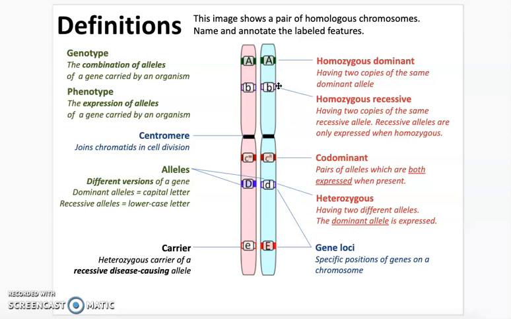If you had a heterozygous pair of alleles as shown right here, uppercase D, lowercase d, then you would be looking at a different phenotype. You would be looking at a dominant phenotype right here, and it would be the dominant phenotype as determined by this dominant uppercase D allele over here.